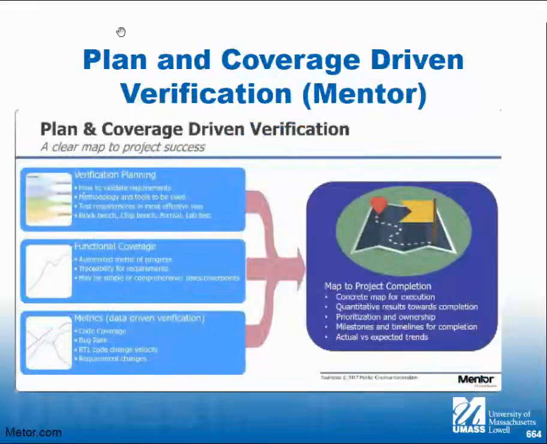Mentor's thing, right, to sell you their tool. So verification planning, functional coverage, metrics. So take this stuff with a grain of salt because they're only trying to sell you the simulator and they're adding all this stuff around it to make it more attractive. Mentor is the place that you go for the calculation engine. But they have to differentiate.